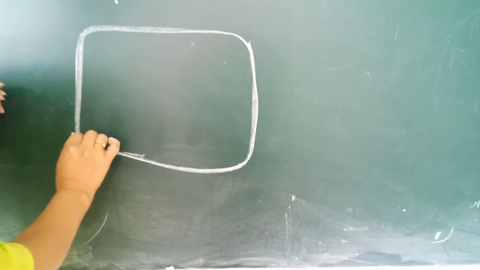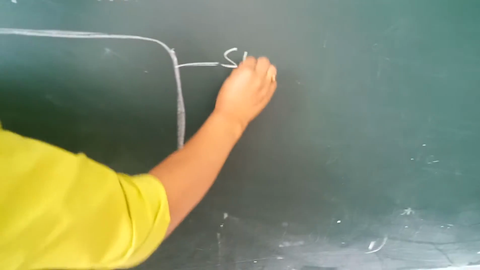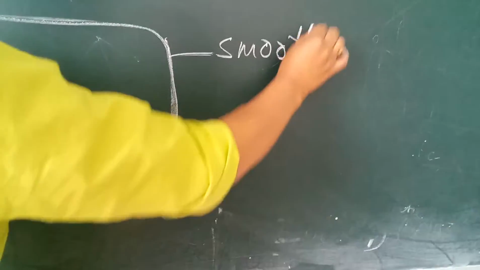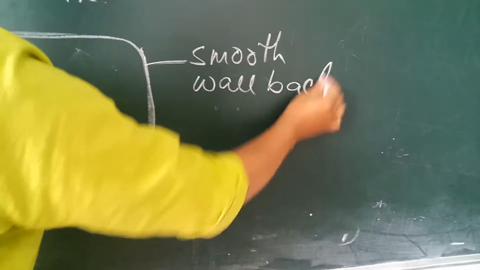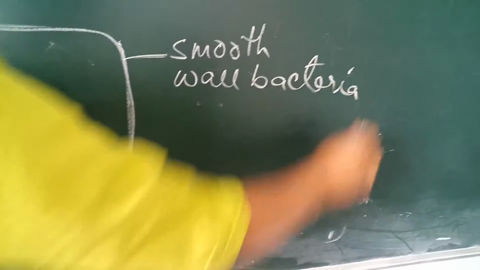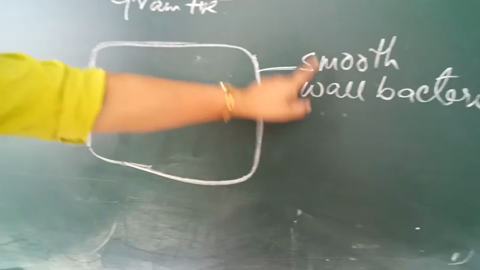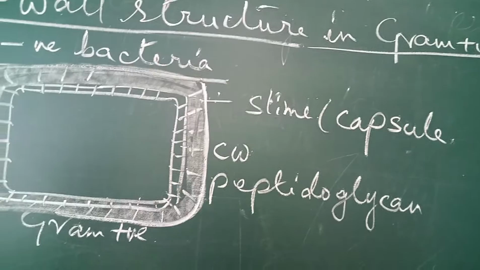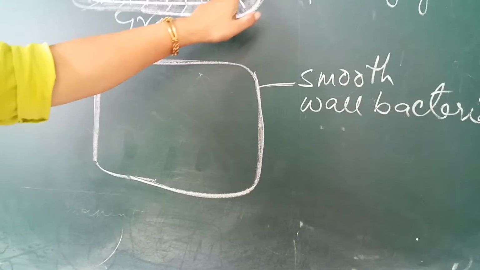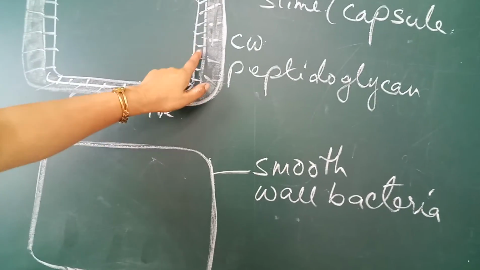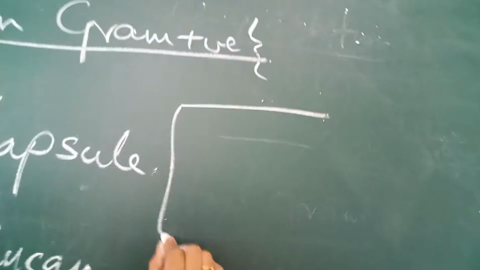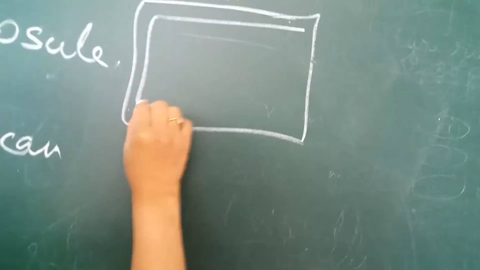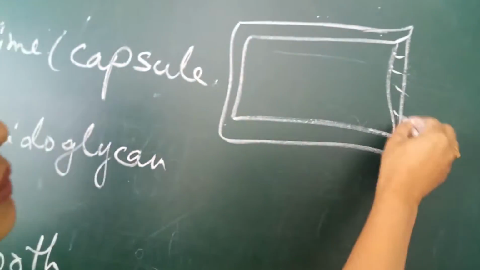When you look under the microscope, this is known as a smooth wall bacteria. You have a smooth wall because the slime is rigid. Let us look at the peptidoglycan. This is the peptidoglycan, the cell wall, this one.